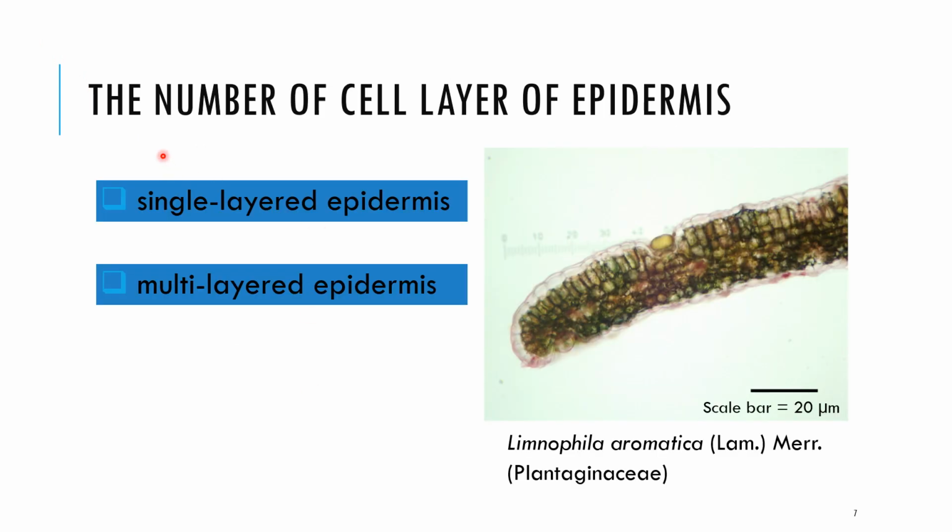The number of epidermal cell layers can be diagnostic for plants in some groups. Generally, the typical type of epidermis has a single layer, but some plants have multiple cell layers of epidermis. Here, this is Limnophila aromatica. You can see the epidermal cell here, just only one layer of epidermal cells.